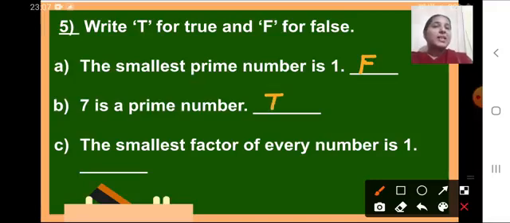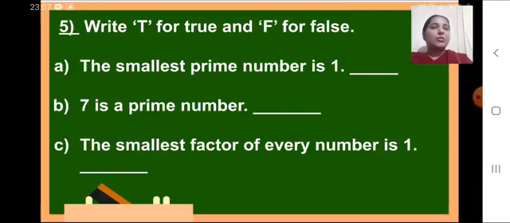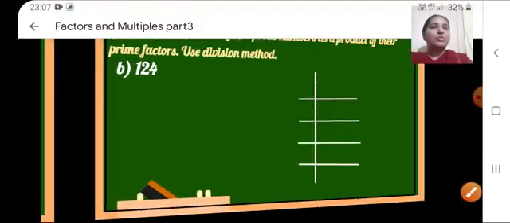Now statement number C is, the smallest factor of every number is 1. So is it true, children? Yes, it is true, because if you remember, when we used to write the factors of any number, we always started with 1. So the smallest factor of every number is 1. That is true, so we will write T there. Got it, children? Now let's move to the next question.